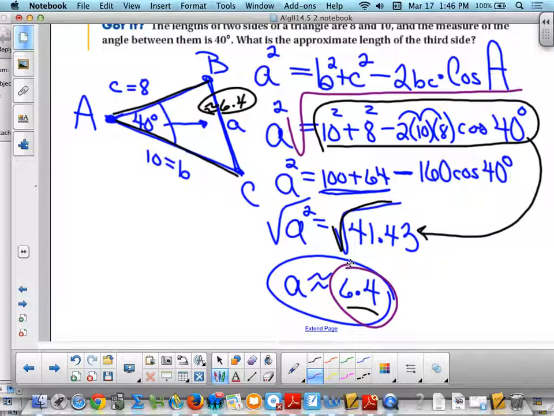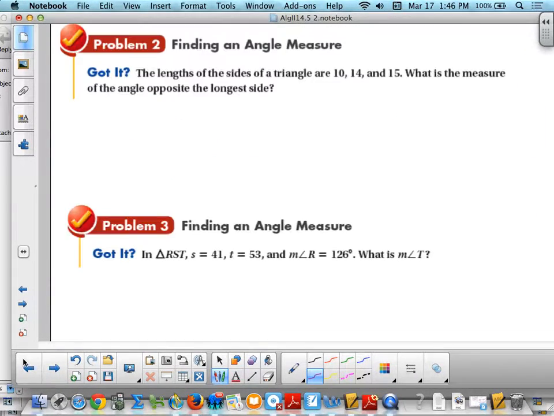Side, angle, side, no. Okay, the next problem is side, side, side. We're going to skip it. That'll be our last problem. We're going to the next problem, which is right here. This one, problem 3, will be our last problem. This is side, side, side. Last problem of the day. Okay, go down here and draw this.